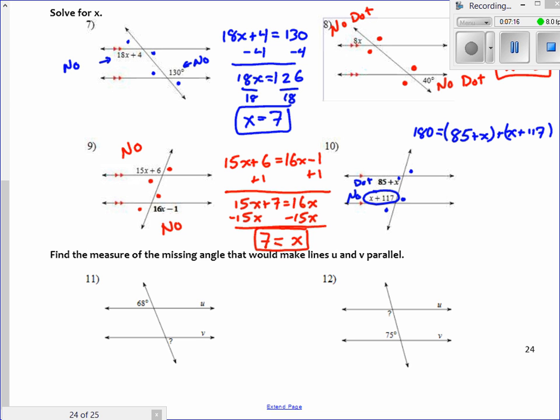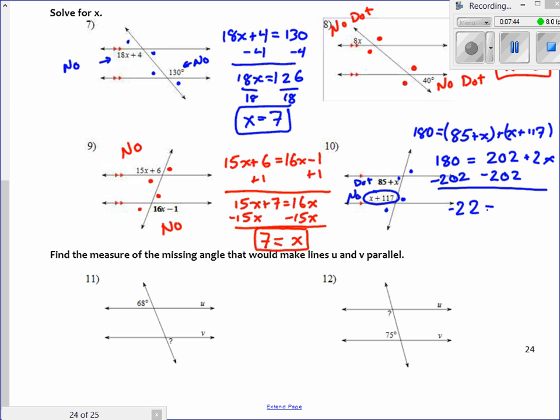So here's a case where we got to combine some like terms. So let's combine the 85 and the 117. That's 202. Let's combine x plus x is 2x. All right, now we need to move the 202 over. Subtract 202 from both sides. So here all of a sudden, we're going to get a negative number, but that's okay.